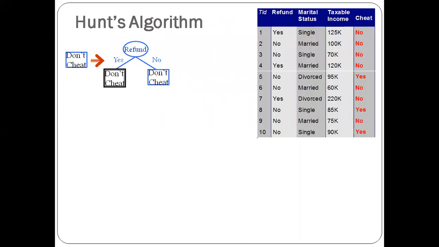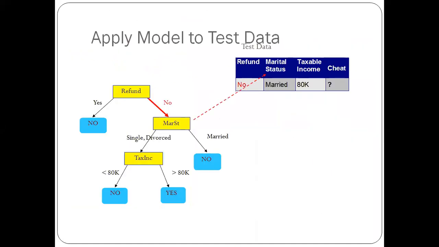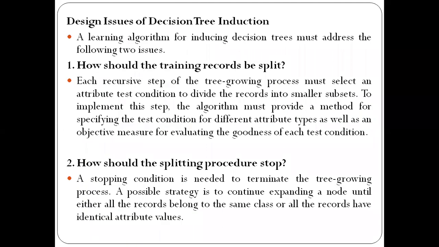Apart from that, we were studying the design issues that we need to consider while building a decision tree. I had told that we need to consider two issues whenever we are designing or constructing a decision tree. One is how to split the training records, which we need to take care of.